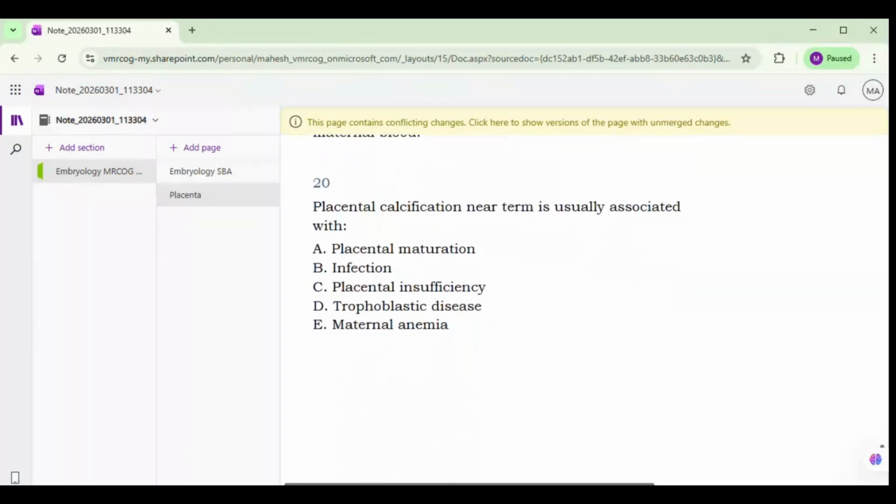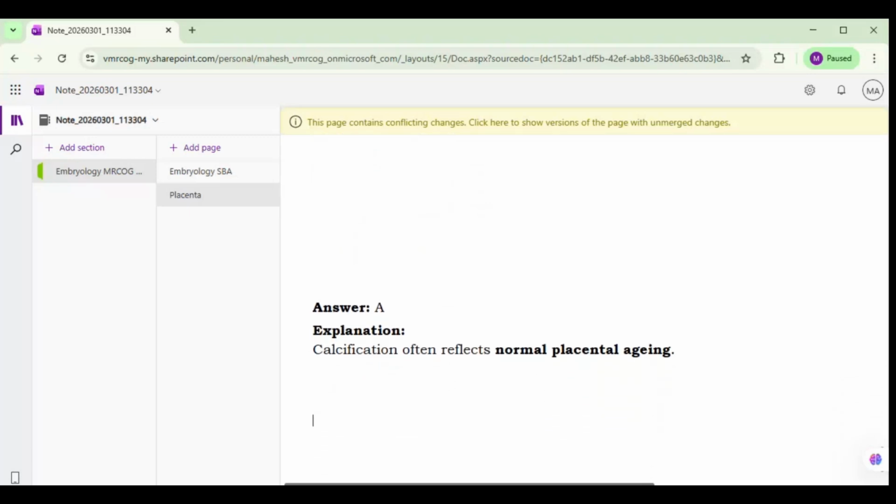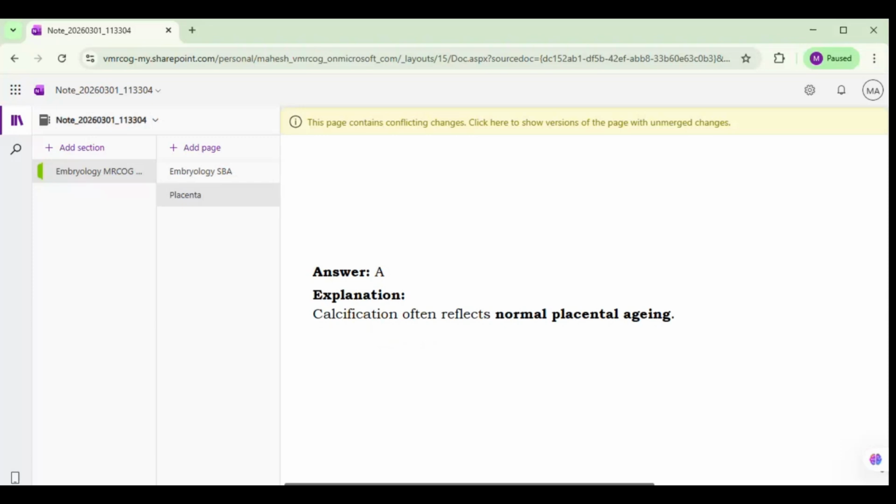Last. Placental calcification near term is usually associated with placental maturation, infection, placental insufficiency, trophoblastic disease, or maternal anemia. Placental maturation. Yes, placental calcification often reflects the normal placental aging. Okay, so that finishes today's embryology. So we have finished.